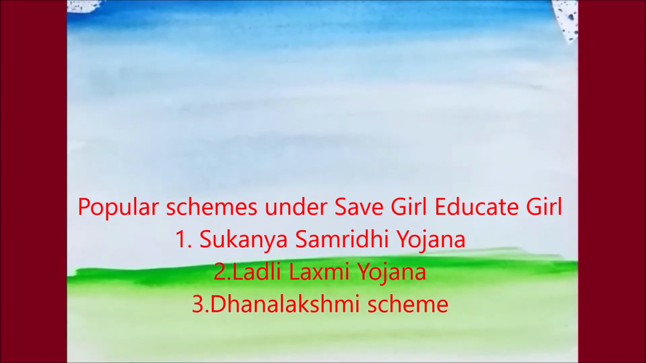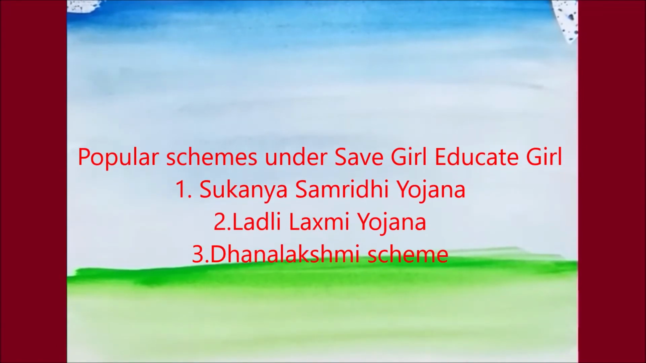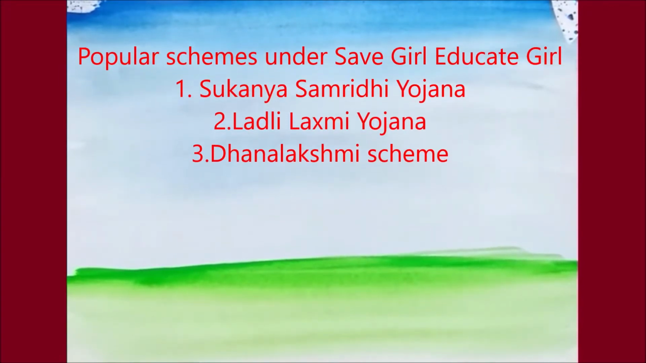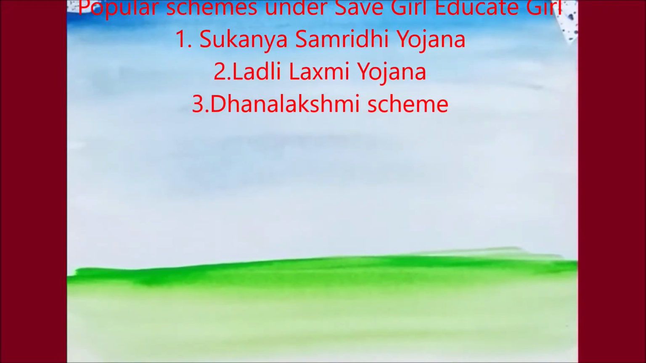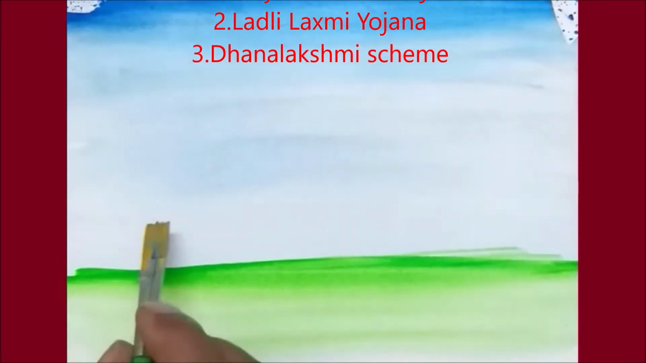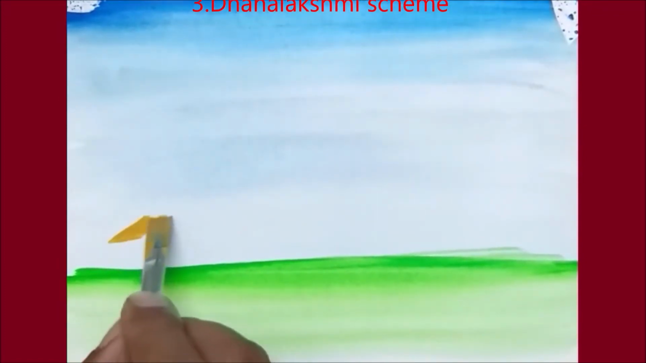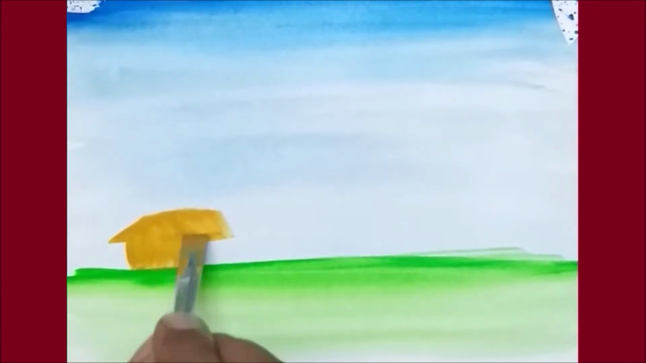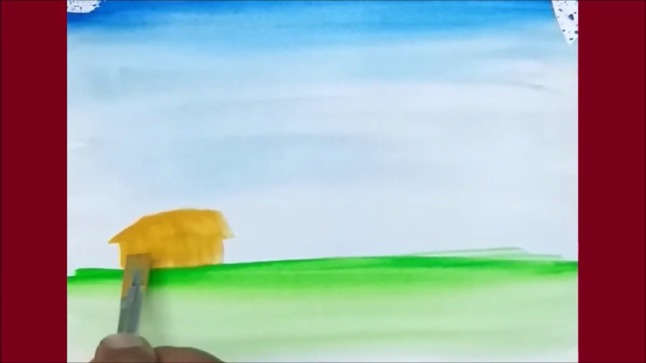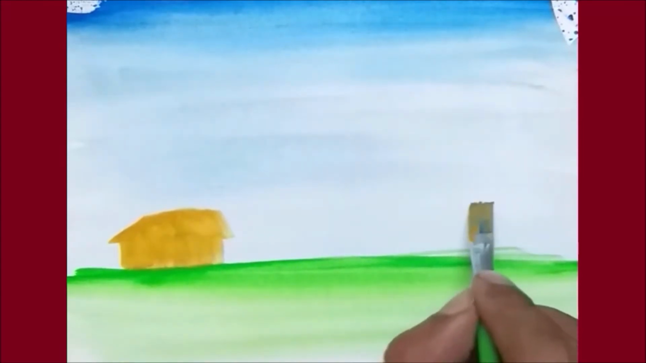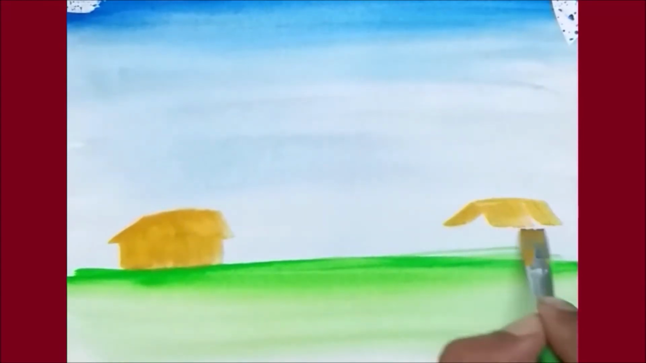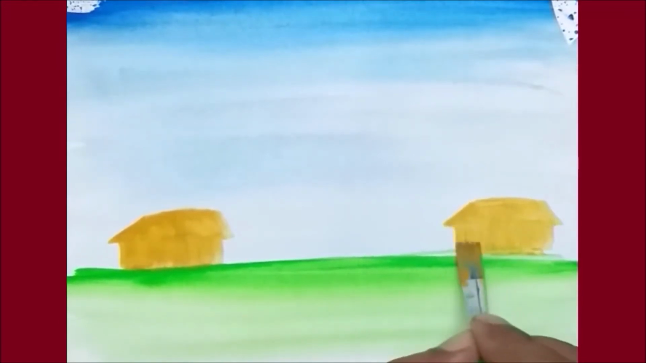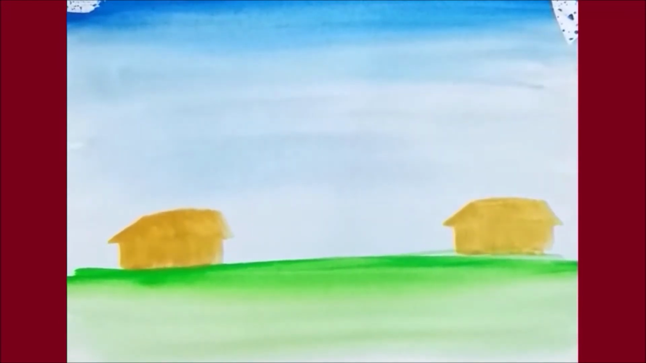Here I am going to take a light brown color for showing the houses, a few houses on a land. One village house. Again one more house next to it, on the opposite side of the page.